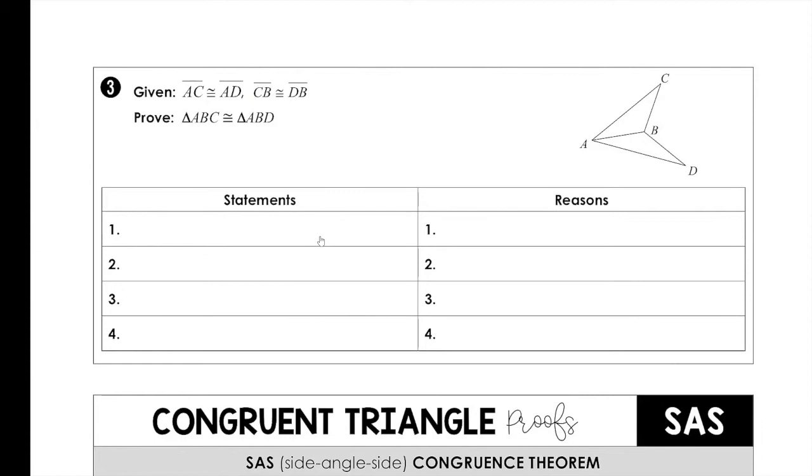Number 3. So number 3 has something that when you do these proofs, and when you do next unit's proofs, and when you do unit 7's proofs, you're going to see a lot. All right, they told me AC is congruent to AD. So let's go ahead and mark that up on our figure. AC is congruent to AD.